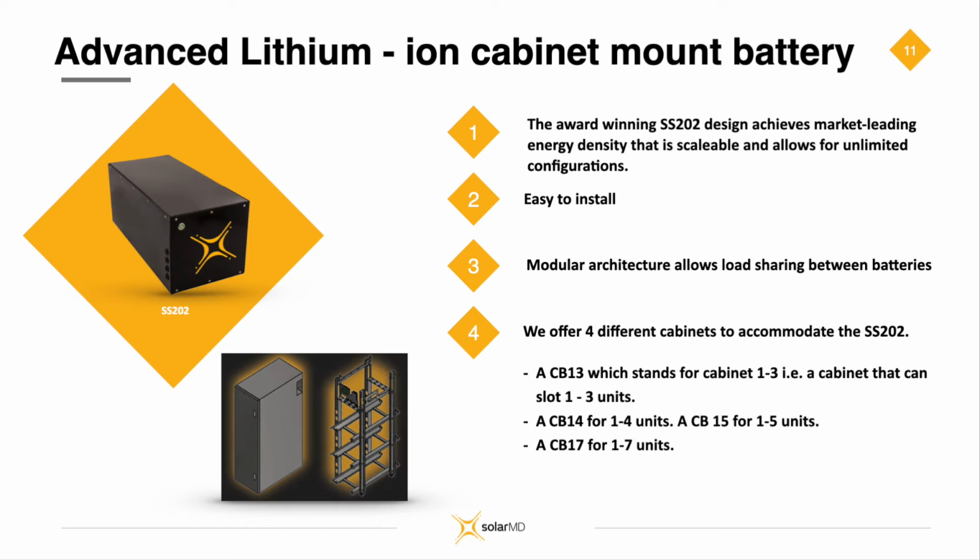We offer 4 different cabinets to accommodate the SS202. A CB13, which stands for Cabinet 1-3, in other words, a cabinet that can slot 1 to 3 units. A CB14 for 1 to 4 units, a CB15 for 1 to 5 units, and a CB17 for 1 to 7 units. If we are involved in the design process, we usually oversize the cabinet, which subscribes to our future-proof philosophy. The SS202 forms the cornerstone of our bigger solutions.